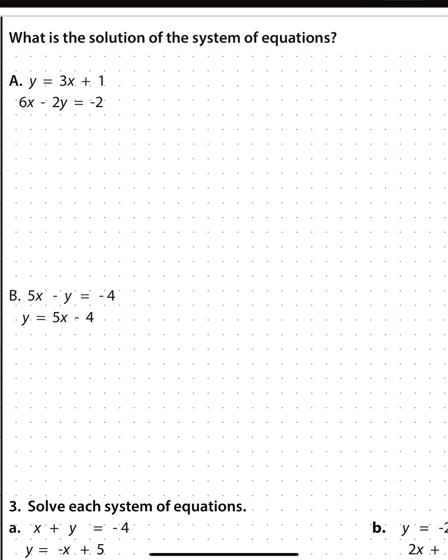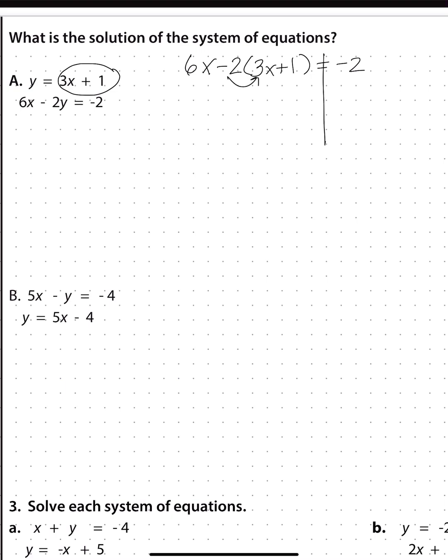Just like in example number 1, we're going to identify the equation that already has a variable isolated, and we see that it's this first one right here. Y is already isolated. We are going to substitute in for y into our second equation. So we have 6x minus 2 times whatever y is, equal to a negative 2. So we are going to substitute in 3x plus 1 in for y.